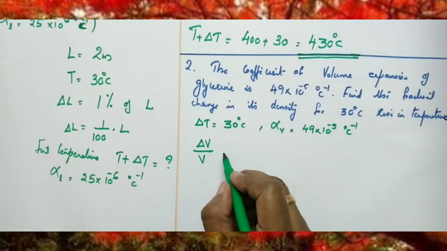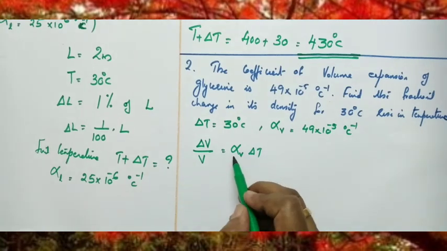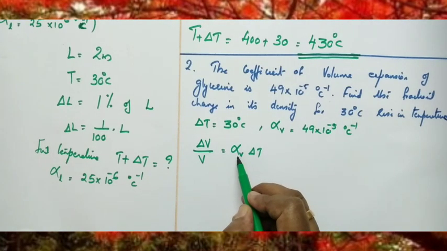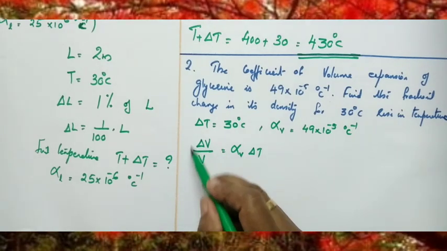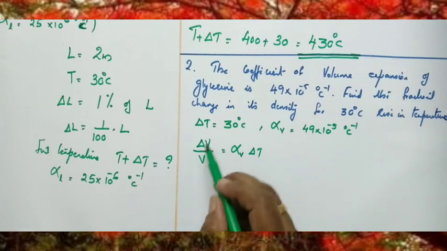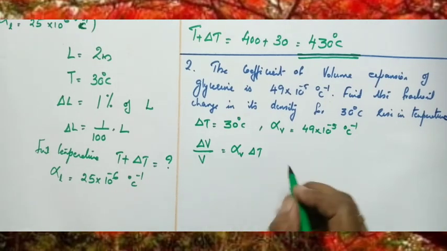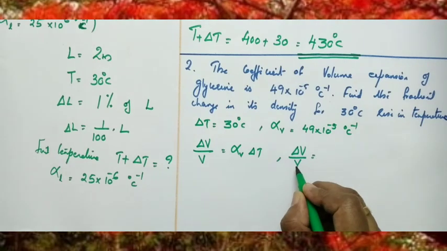We know delta V by V equal to alpha V into delta T, isn't it? Alpha V equal to, what is alpha V? Delta V divided by V into delta T. So here we can write delta V by V equal to alpha V into delta T. Here delta V by V we have to calculate. So delta V by V, that is the fractional change in volume.